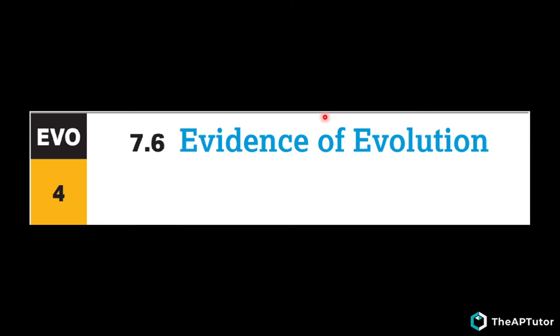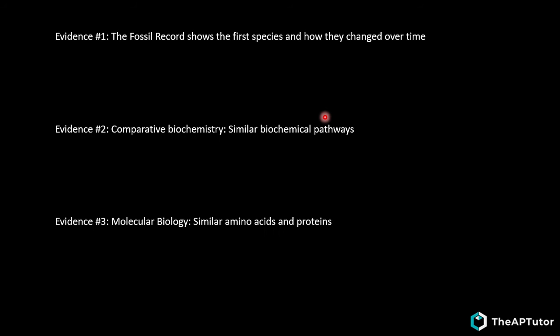Okay, 7.6, Evidence of Evolution. Evidence 1. The fossil record shows the first species and how they change over time. As we know, fossils are found in the ground in layers as rock layers formed over time. Archaeologists found that in the bottom rock layer, which dates back billions of years, over time those same species are found with differences, showing that evolution had occurred.